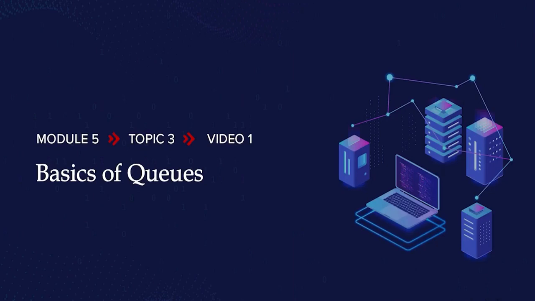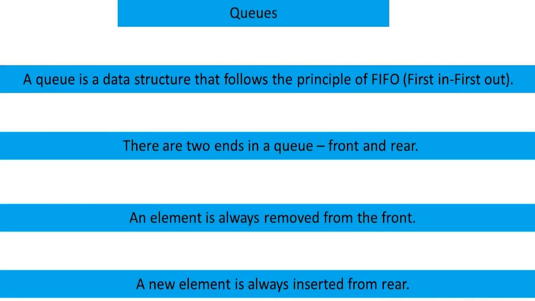In one of the initial lectures we learned about queues, just the basics. We learned that a queue is a data structure that follows the principle of FIFO, that is first in, first out. That means whichever element is inserted first will be taken out first, that will be deleted first. There are two ends in a queue, front and rear. Always remember, an element is always removed from the front and a new element is always inserted from the rear.